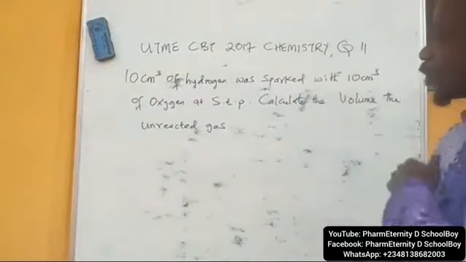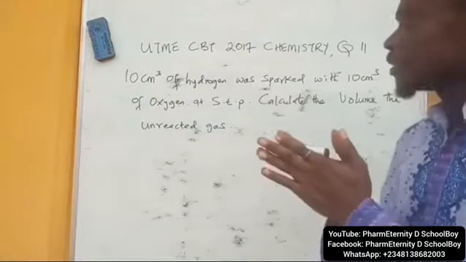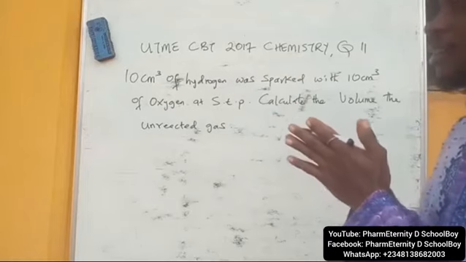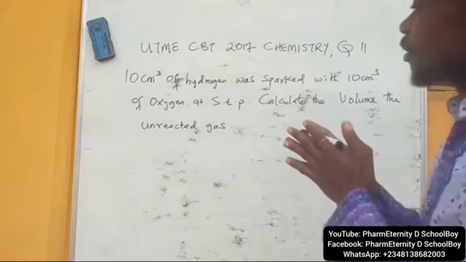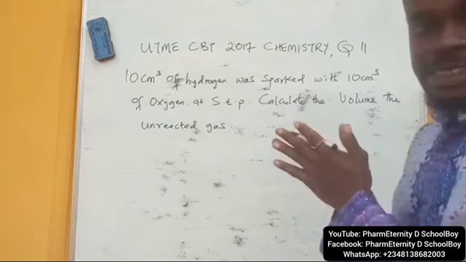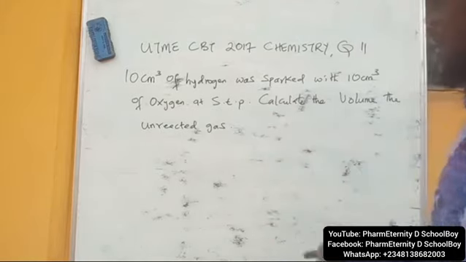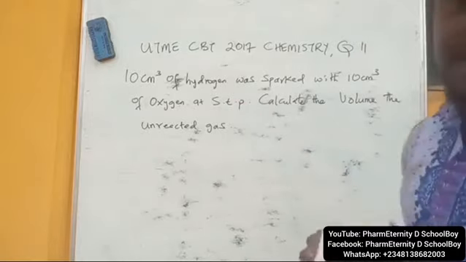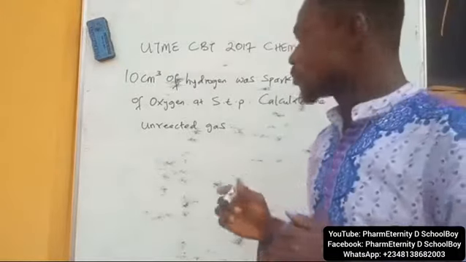So from this question, hydrogen and oxygen were sparked to react, and at the end they produced water, but not all of the gases fully reacted. There's a law that explains this. It's known as Gay-Lussac's law of combining what? Volume.